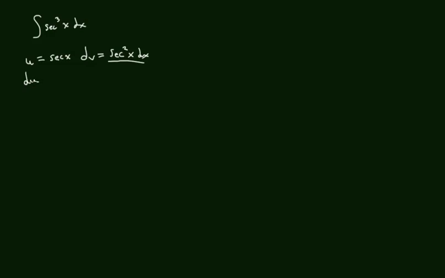You want to try it? Go, pause it, try it. See if you can get the answer. It's nasty. Okay, du: secant of x, tangent of x, dx. V, good old-fashioned tangent of x. So we multiply our bump times bump, secant of x, tangent of x, minus the integral of secant of x, tangent squared of x dx.